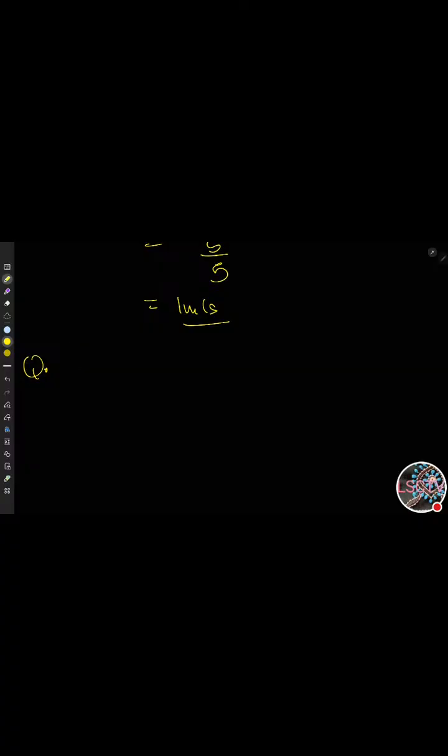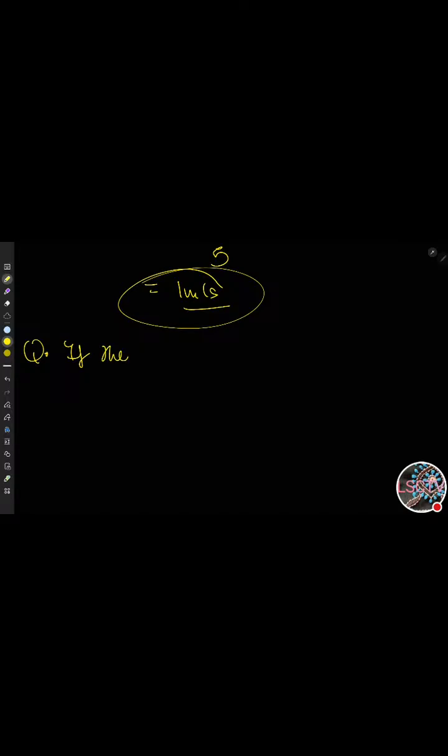The next question. What is the next question? If the initial velocity u is equals to 5 meter per second.